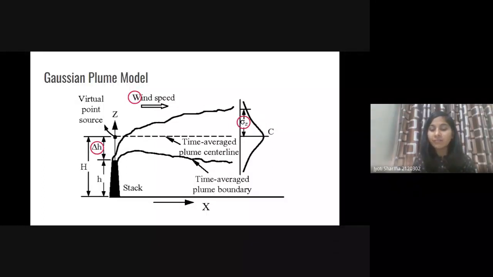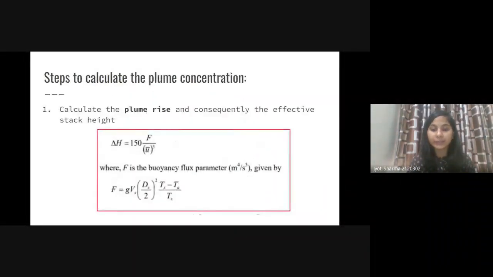So if we have these three values and some more values, then we can calculate our concentration at some receptor. For example, if we want to calculate how much concentration we will have at a distance of 10 meters from the chimney. For example, there is a chimney and from that chimney there is a distance of 10 meters. So at that 10 meter distance, how much concentration of that plume, or for example of that smoke, will you get? Okay. So how can we calculate this?